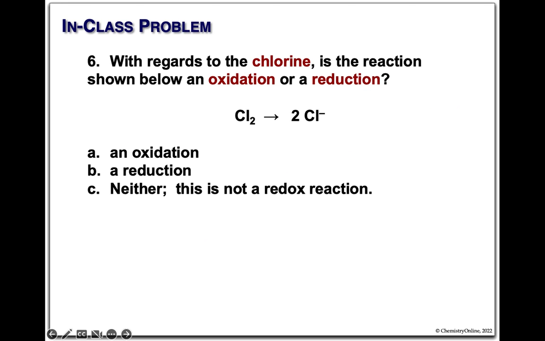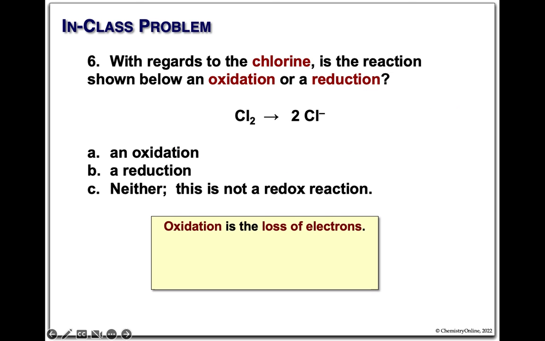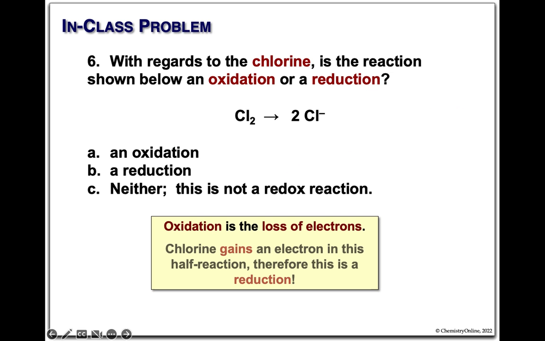Think of our definitions here. Oxidation is the loss of electrons. Reduction is the gain of electrons. The chlorine atom here has gained an electron to form chloride anion, therefore this is reduction. Oxidation is the loss of electrons.